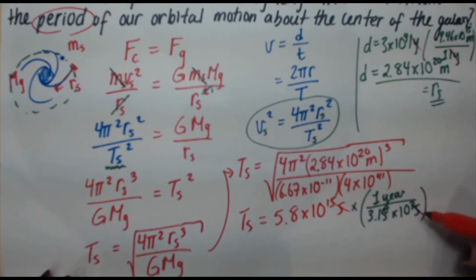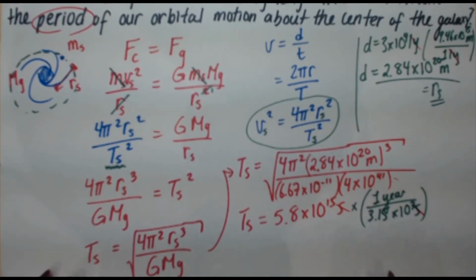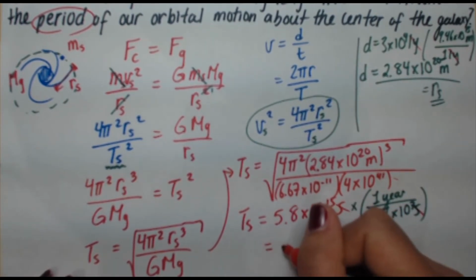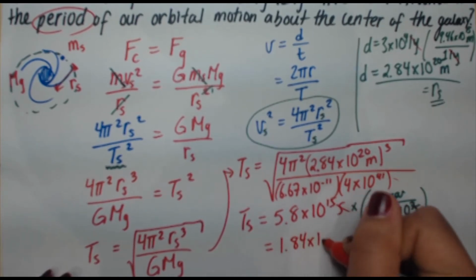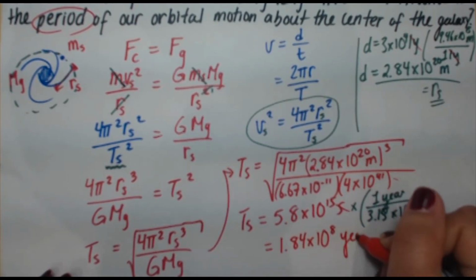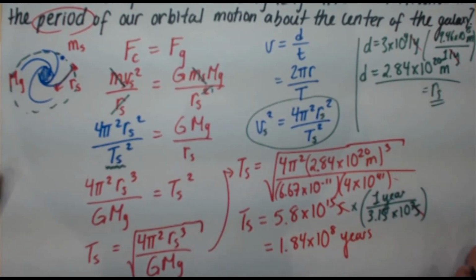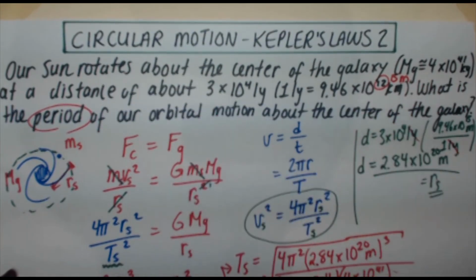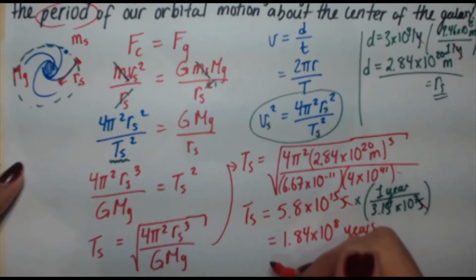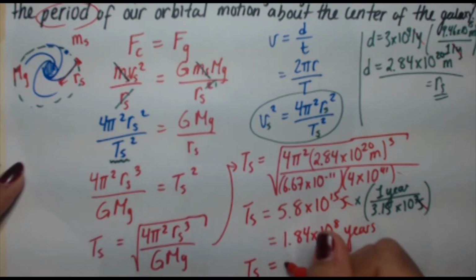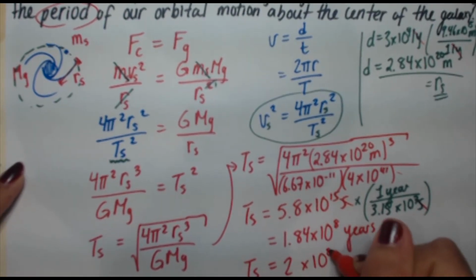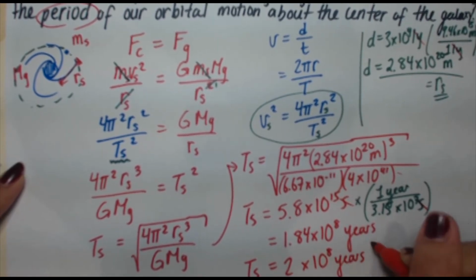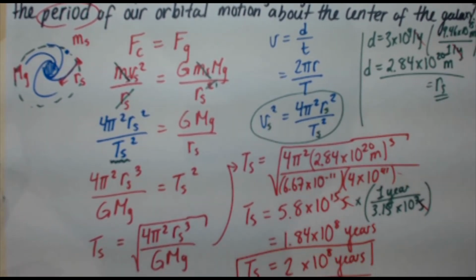Okay, so our seconds cancel out. We're left with the unit of years. Divide these two numbers, and you're going to get Ts to be 1.84 times 10 to the 8 years. And we have to express this to 1 sig fig because the least certain measurements in our question are given to 1 sig fig. So we are going to round this up. So we're going to end up with 2 times 10 to the 8 years. This is how long it takes the sun to go about the center of the Milky Way once.